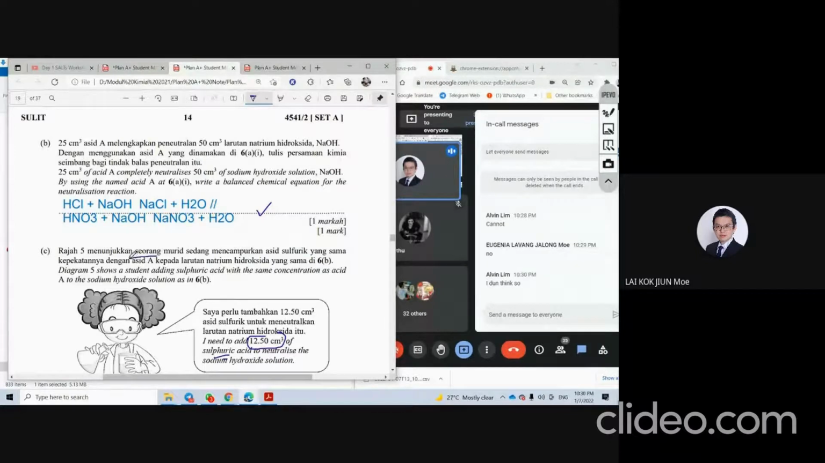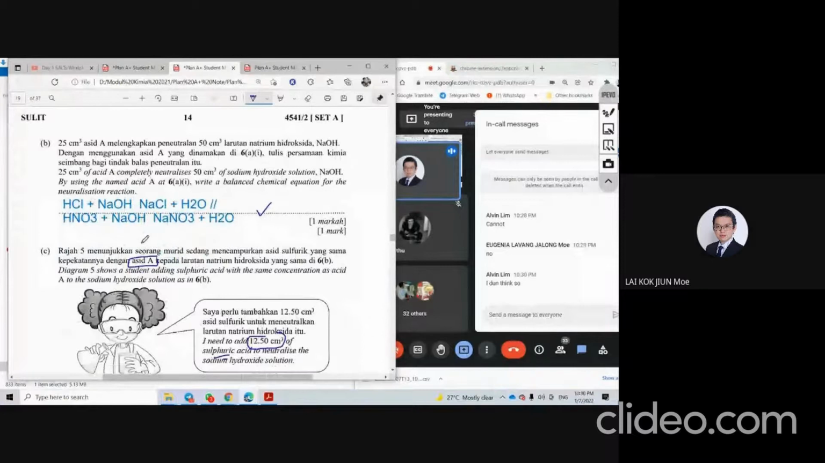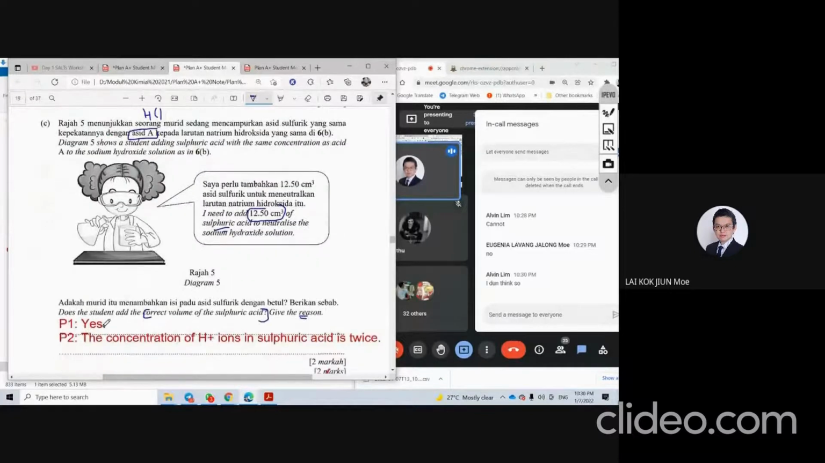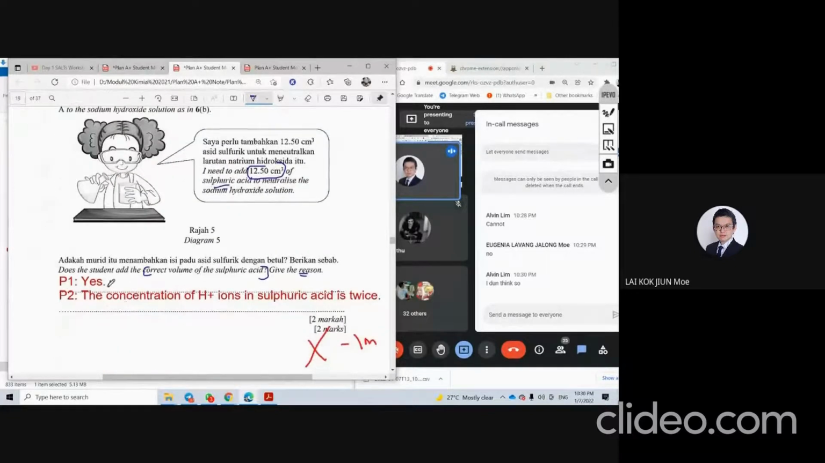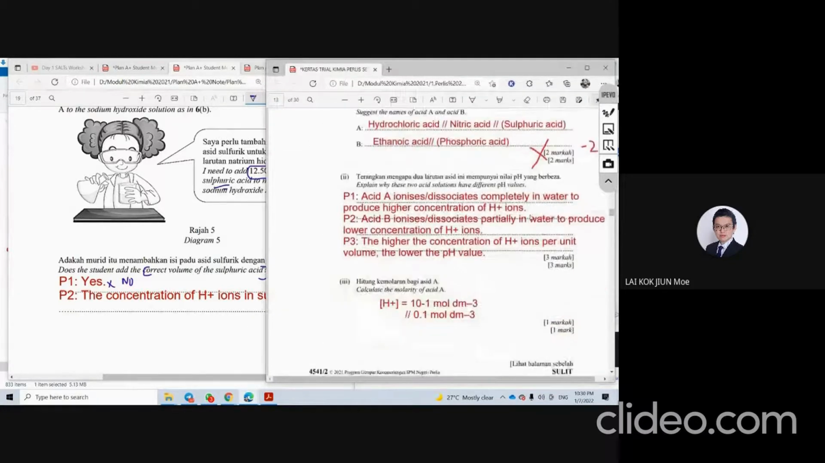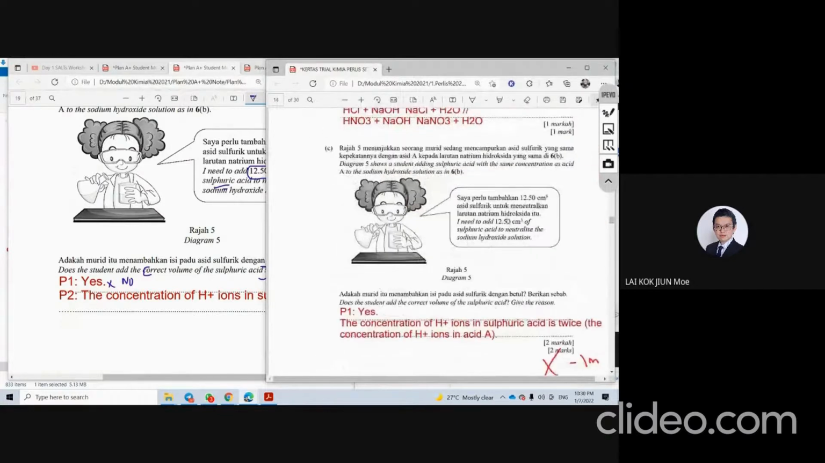Acid A. Acid A just now is the what? Acid monoprotic, right? Just now acid A is a monoprotic acid, maybe it's HCl, right? But now you change to the sulfuric acid already, cannot be the same. Cannot be the same. So no, no. The concentration of the hydrogen ion is double, is twice. Yes. You have to answer twice, like this.